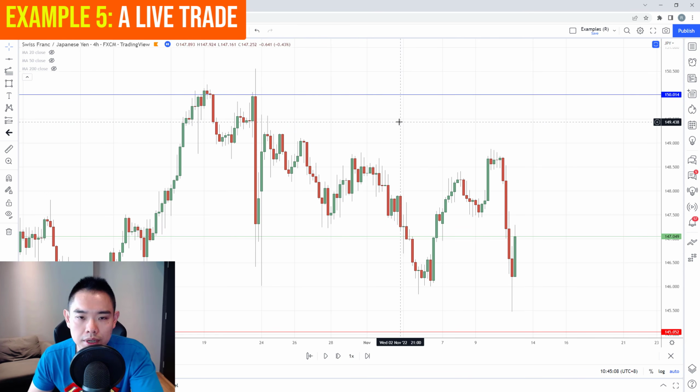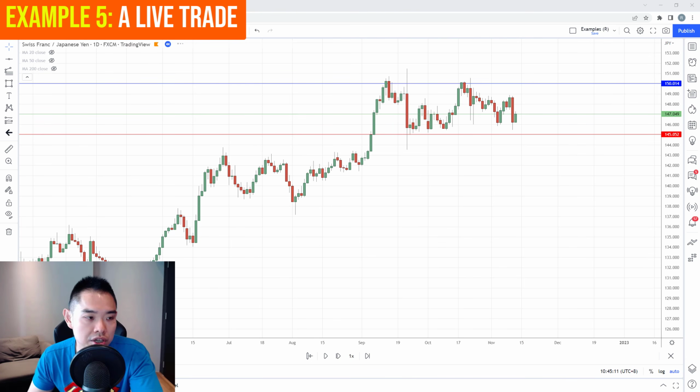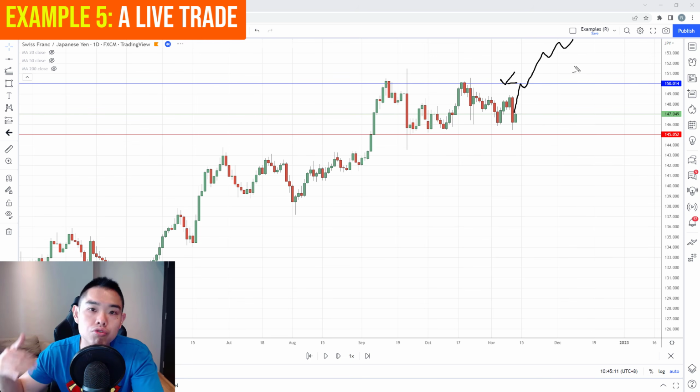I had two targets in mind. The reason is that if you look at the daily time frame, this market is in an uptrend. So I want my first target over here, and my second target is that if the market breaks above this high and continues higher, I want to trail my stop loss and ride the uptrend higher. That's the way I was planning this particular trade. So let's see what happens next.